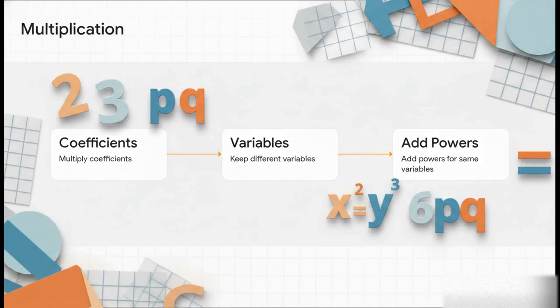Now, multiplying unlike terms, that takes a little bit of sequential logic so we don't trip ourselves up. Step 1, multiply the coefficients together. Step 2, keep the different variables side by side. Step 3, if some variables happen to be the same, you just add their individual powers together. So 2p times 3q, that's just 6pq. Simple as that.